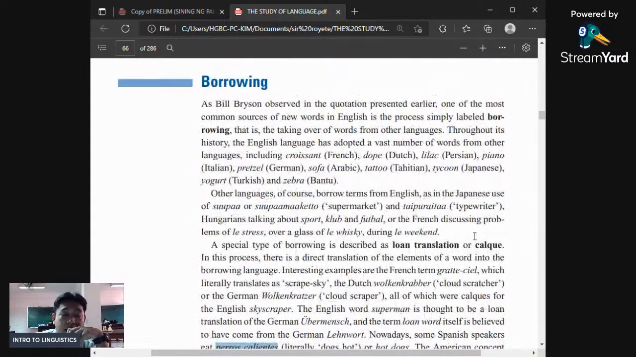Alright, so that's what we call borrowing. Most of the time, probably all languages come from borrowing words from other languages. Right? So it's probably not a disgrace or something bad, the borrowing of words from other languages or from other regions. So that's what we call borrowing, and another special type of borrowing is loan translation, or calque.